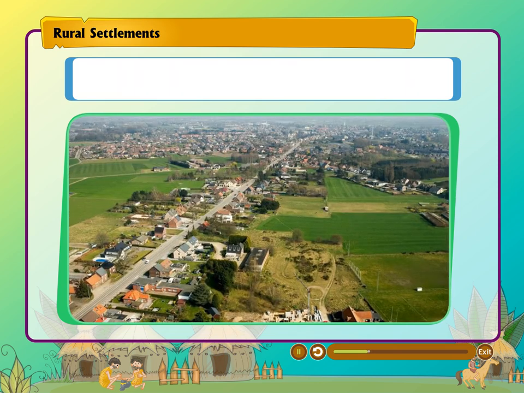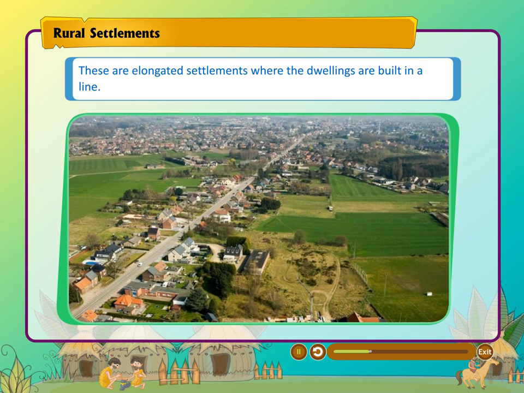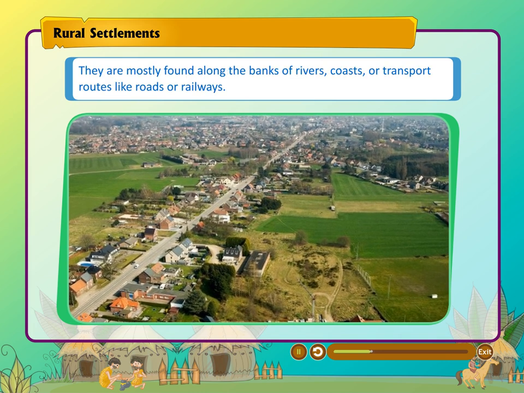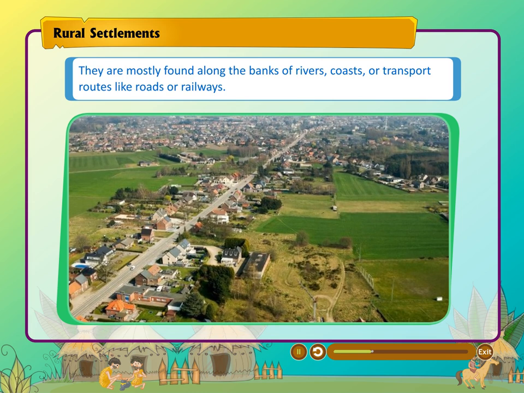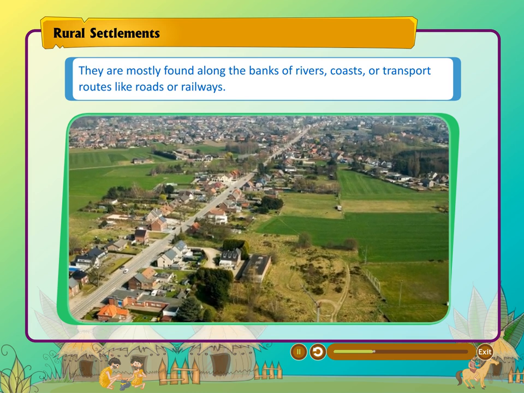Linear settlements. These are elongated settlements where the dwellings are built in a line. They are mostly found along the banks of rivers, coasts, or transport routes like roads or railways.